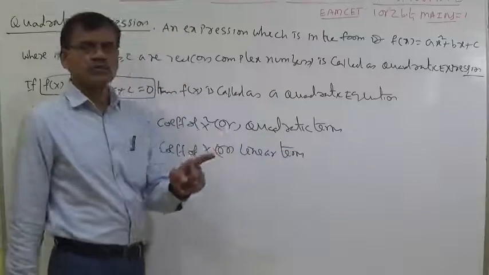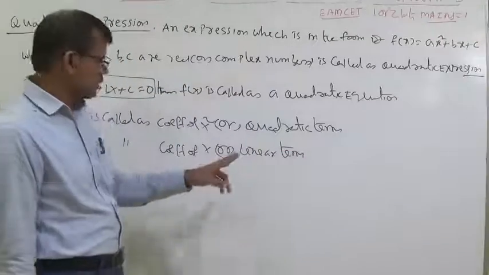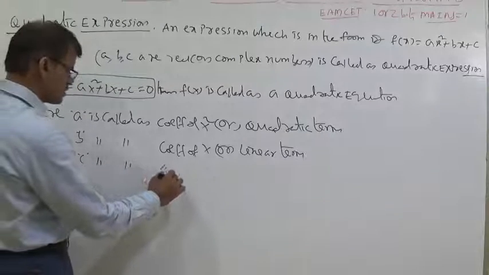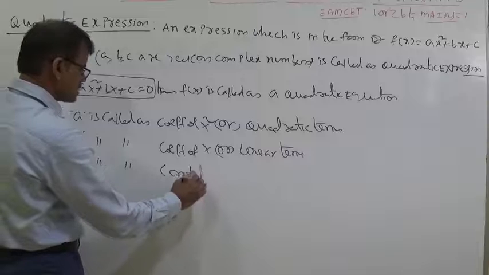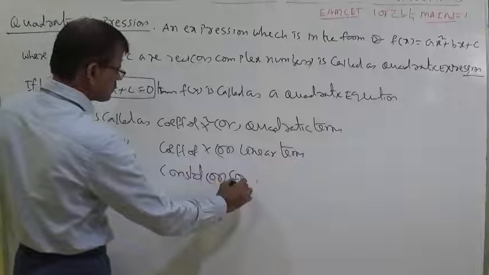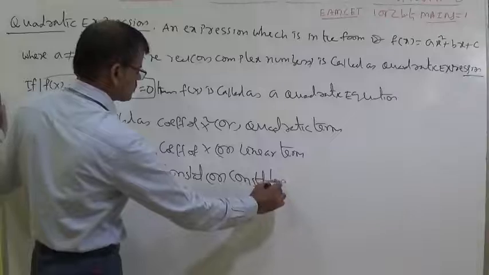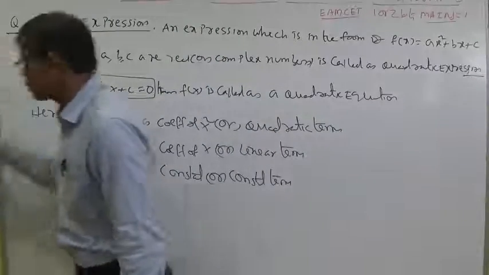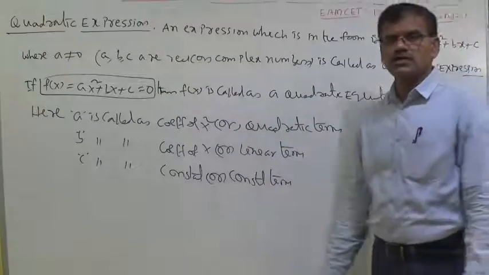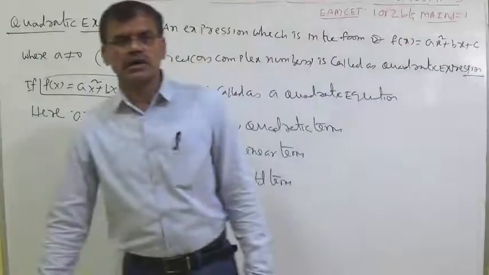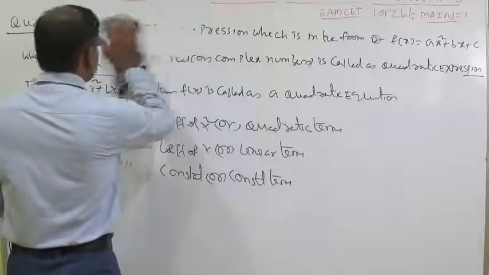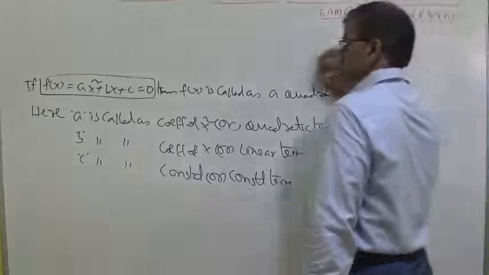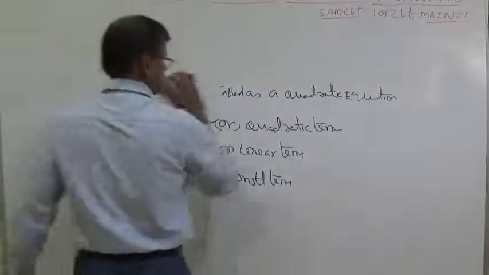Linear means power of x should be 1. So x power 1 is called the linear term. And c is called simply the constant, or constant term. In the expression or equation, you can say this for both. a is called the quadratic term, b is called the linear term and c is called the constant. Now let us discuss the solution of the quadratic equation or quadratic expression.